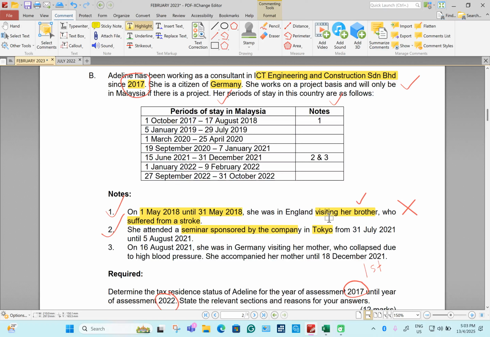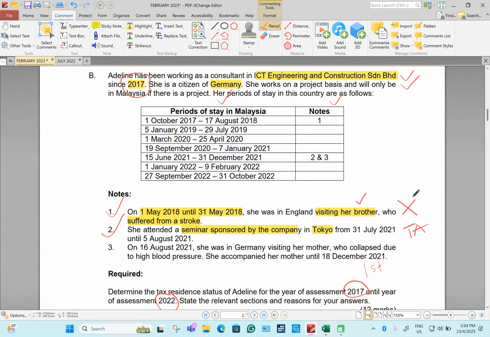Attending a seminar. Okay, who asked her to attend the seminar? The company. So, the company is in Malaysia here, isn't it? Because the company is in Malaysia, and the company asked her to attend the seminar, this is related to her job. So, very clear cut, this is temporary absent. You must record the date in your answer.